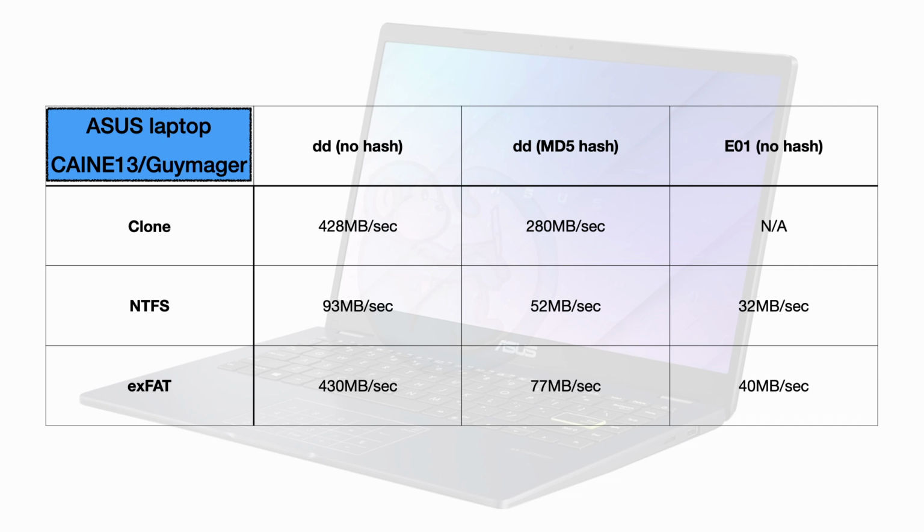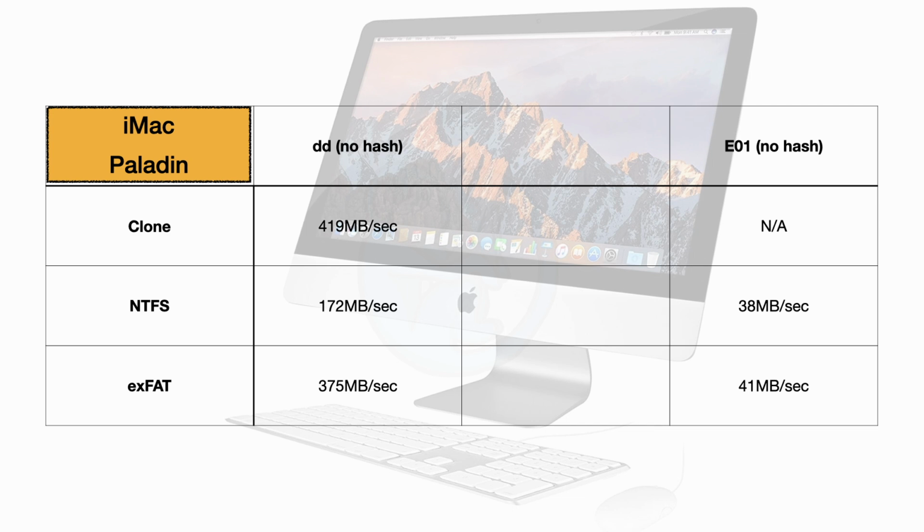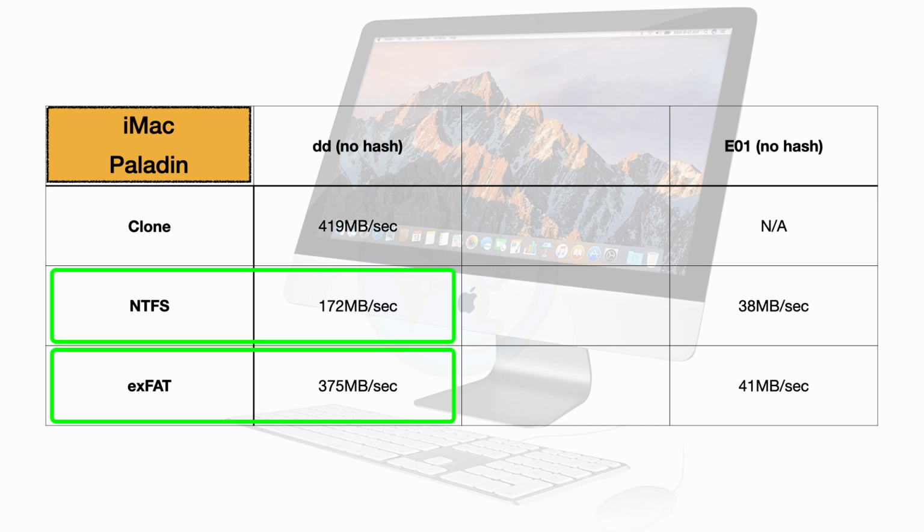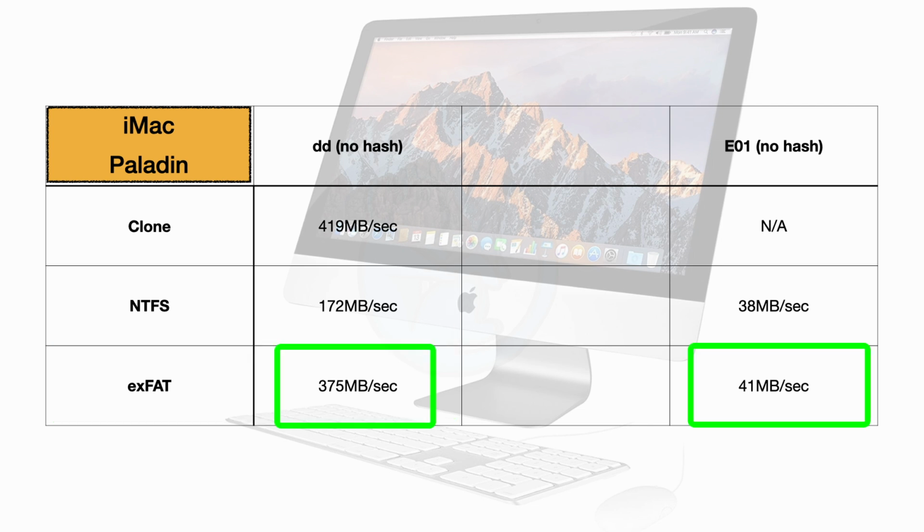So how does the file system affect the speed? Well, in my test configuration, there's almost a 4x speed difference between creating a DD to an NTFS versus a ExFAT drive. Not so much of a difference for E01s, but definitely for a DD. These results surprise me that the file system of the destination drive made such a difference in speed. So I did the same test again with an iMac running the Paladin Forensics distro, and then wrote out to the same destination drive. The results are pretty similar in that writing out to an ExFAT drive was much faster than writing out to an NTFS drive. Also, creating an E01 is significantly slower than writing out DD files.